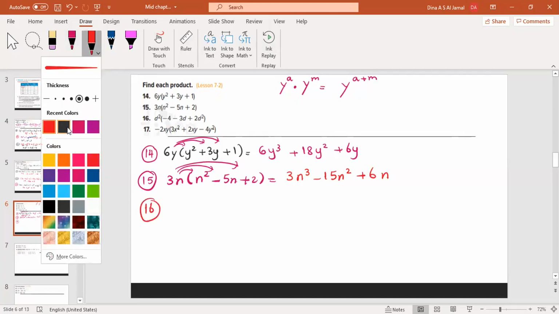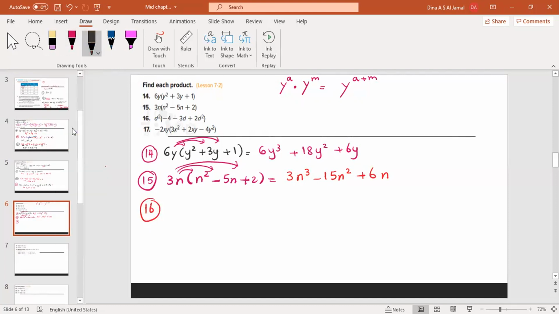So please always pause, solve and check your answers with me. So here I need to again apply the distributive property. So minus 4d squared minus 3d cubed, then plus 2d to the power of 4. Now 17.